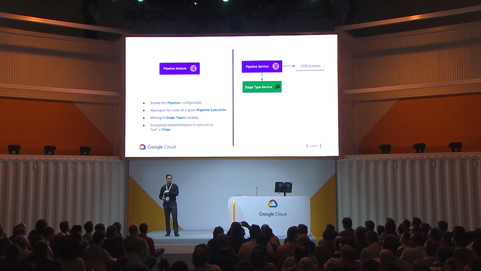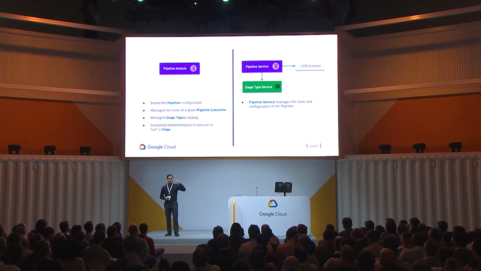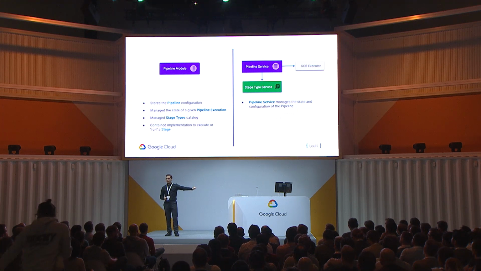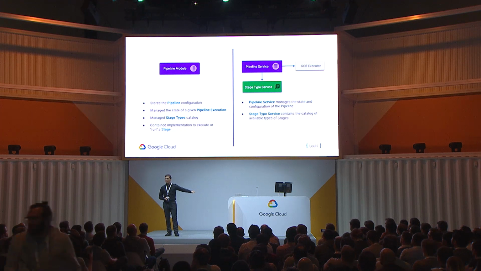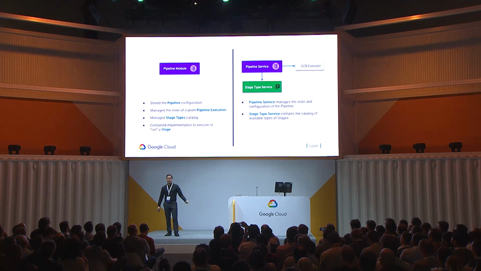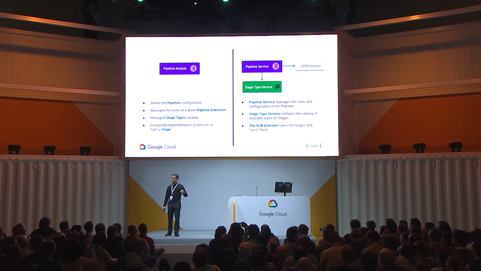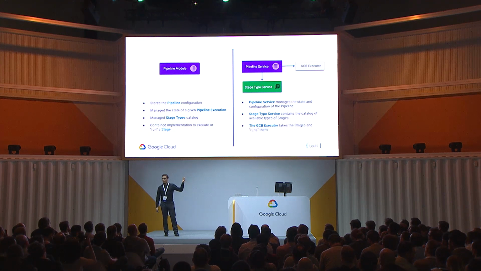It was sort of like a Frankenstein module. So when we were moving to this architecture, we decided to split it up. Instead, when we implemented microservices, we had a separate pipeline service that managed the state and configuration of the pipeline, a stage type service to contain the catalog of available stage types, and finally, the GCB executor, which takes the stages and runs them.